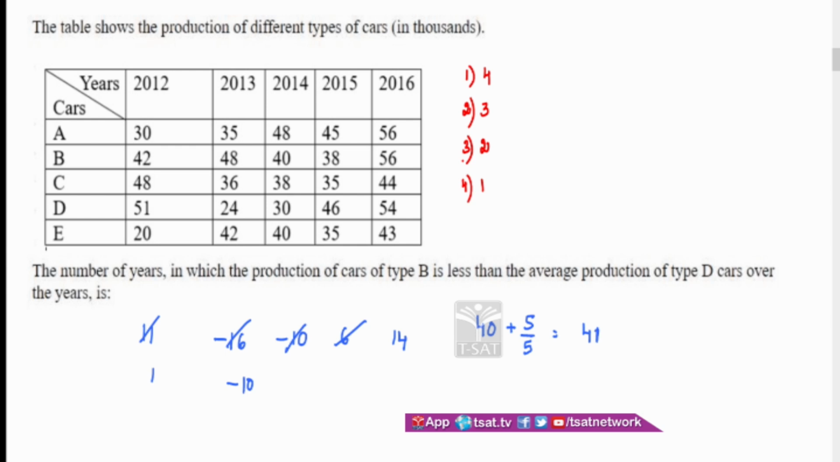So the average production of type D cards over the years is actually 41, and we need the number of years in which the production of cards of type B is less than that. So for type B, how many years is it less than 41? Here it is 42, no; 48, no; 40, it is less; 38, it is less. Therefore, in 2 years it is less than this. So I would say the answer is 2 here. Here I am using the assumed average, or else you can do the sum also, it's up to you.